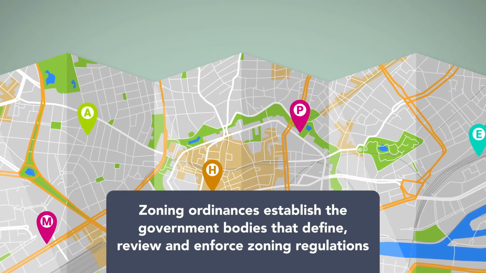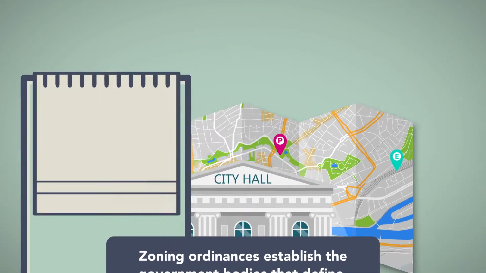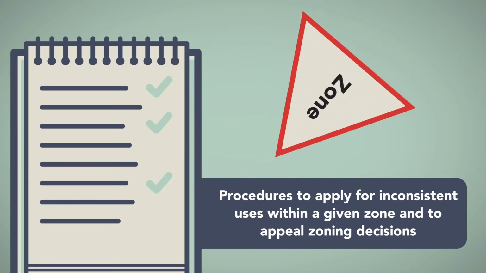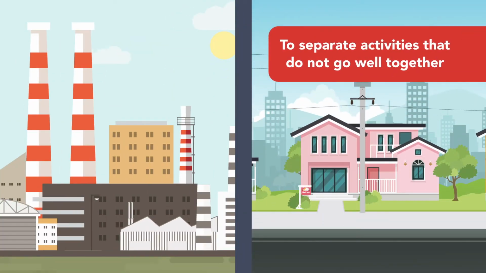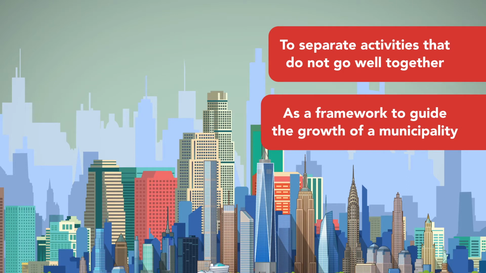In addition to mapping and identifying zones, zoning ordinances establish the government bodies that define, review, and enforce zoning regulations. They also set forth procedures to apply for inconsistent uses within a given zone and to appeal zoning decisions. The base purposes of zoning are twofold: to separate activities that do not go well together, such as keeping residential neighborhoods away from industrial areas, and as a framework to guide the growth of a municipality according to a larger land use scheme, such as a comprehensive plan.